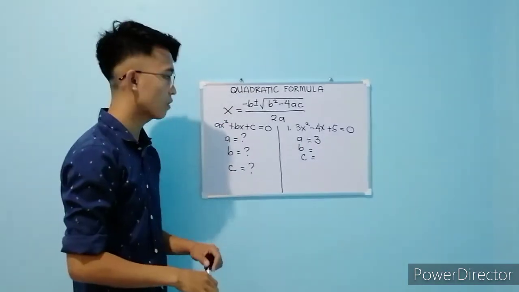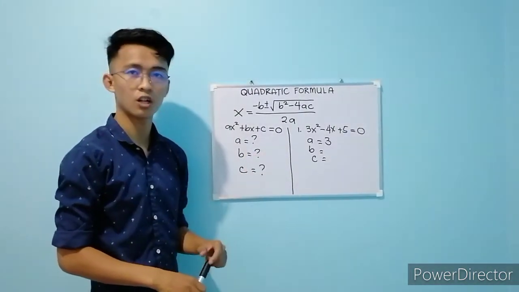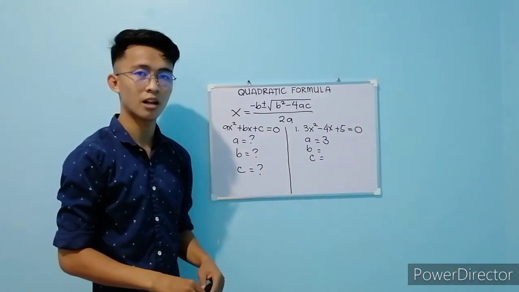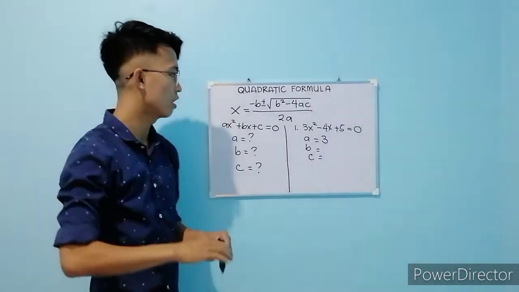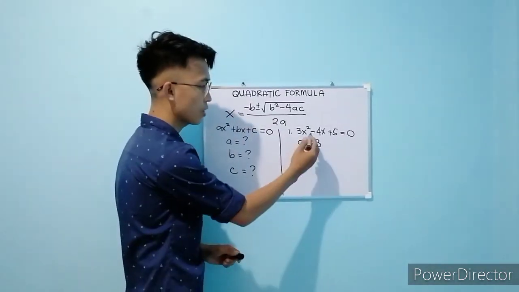Next, how about the value of b? The value of b is always the coefficient of the variable x with the degree of 1. So here, what is the value of b? As you can see, we have negative 4.